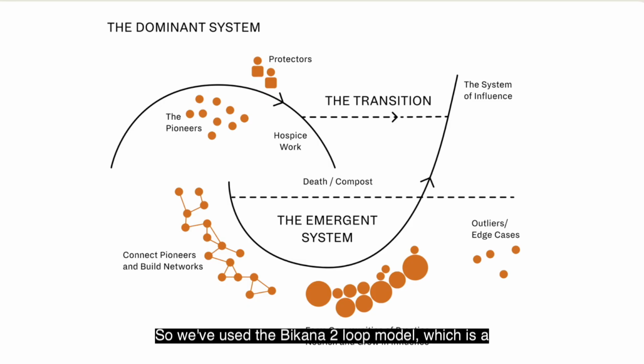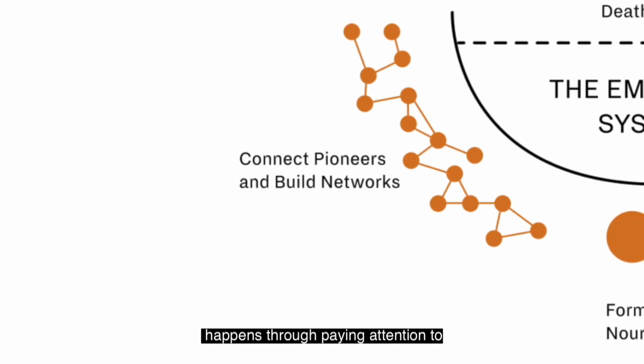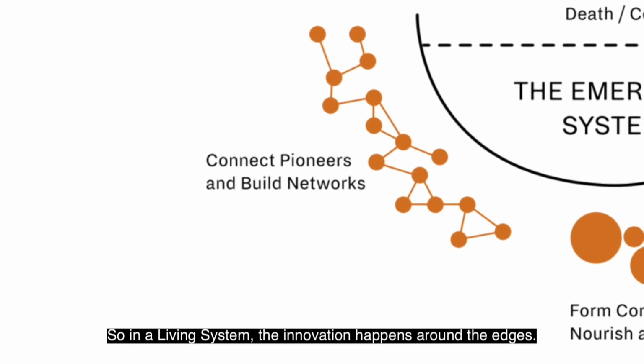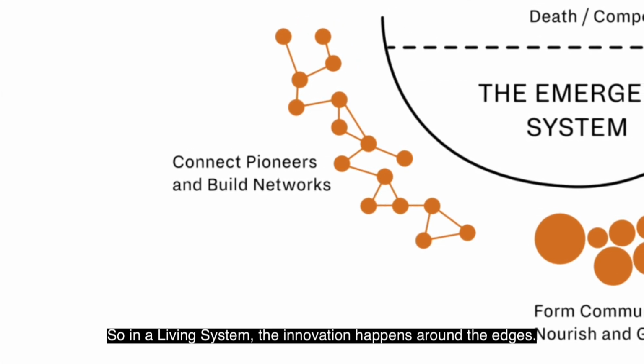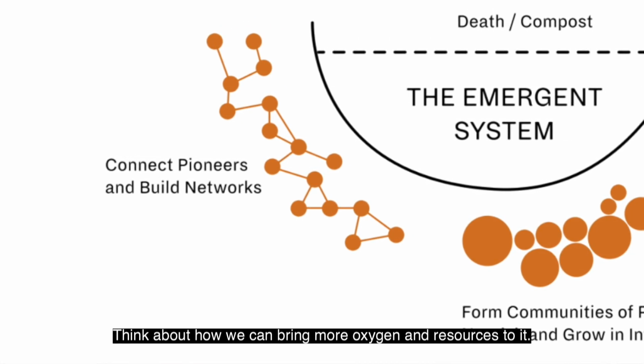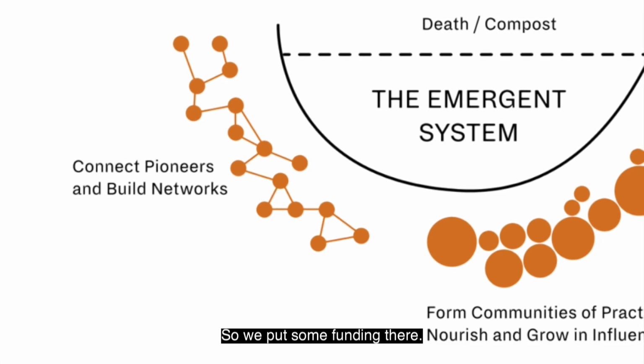So we've used the Bacana two-loop model, which is a living systems model, and that basically says change happens through paying attention to the energy at the edges, if you like. In a living system, the innovation happens around the edges. Pay attention to that energy at the edges. Think about how we can bring more oxygen and resources to it. So we put some funding there.